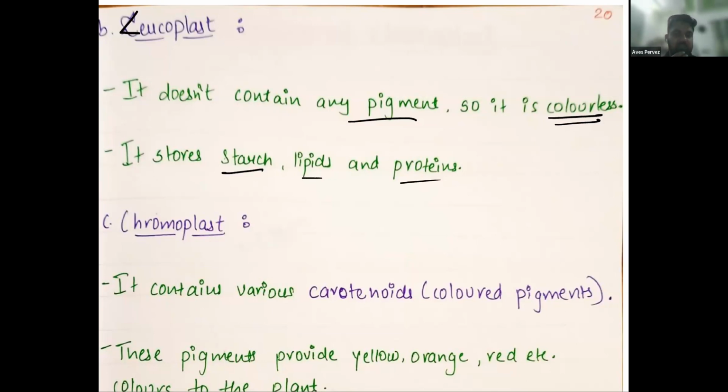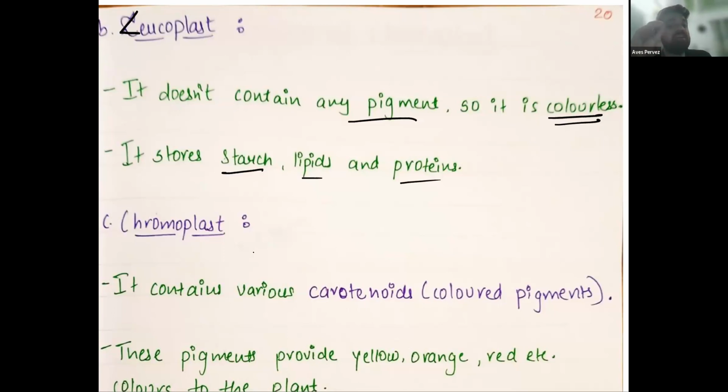We should write chromoplast also. Chromoplast is another type of plastid. You have seen that there are some leaves that are not green in color. There are some purple color leaves. You see there are plants of different colors, and their leaves are of different colors.